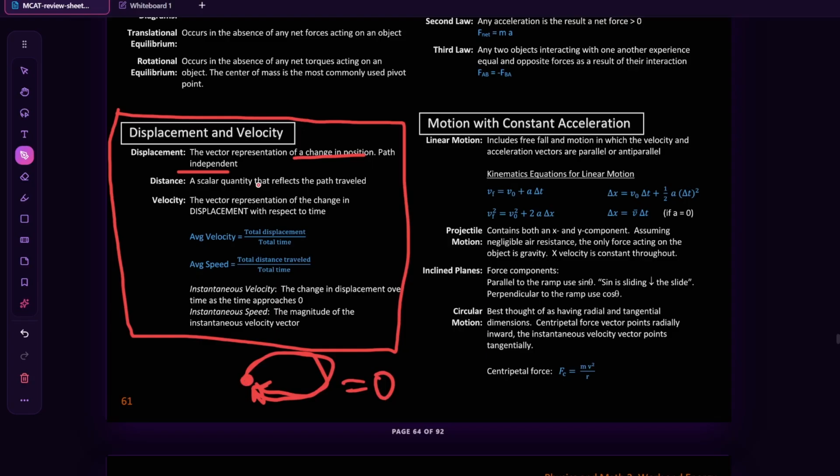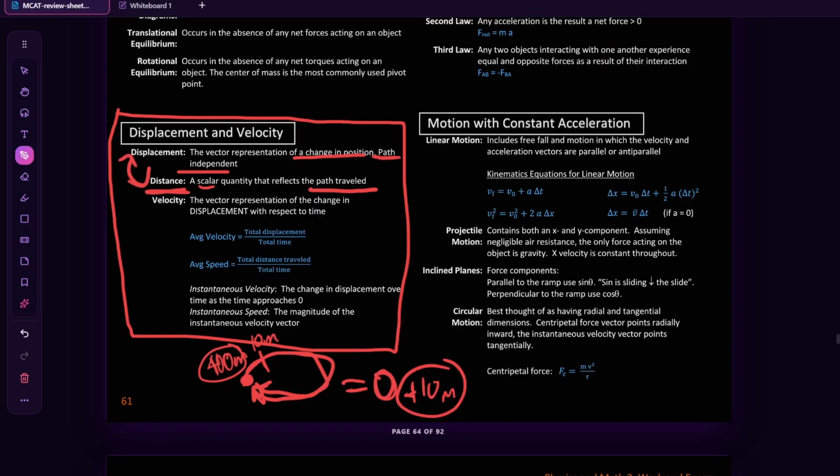Distance is a scalar version, and it does care about the path. So remember that displacement is path independent. It doesn't care about the path you took. Even if I ran 400 meters around the track, it doesn't care about the path I took. It cares about where I ended up, which is right back where I was, which means my displacement is 0. If I landed 10 meters ahead of the starting point, then that would be plus 10 meters, right? In a clockwise direction. But for distance, the difference is that it's scalar and will reflect the path I traveled. So that would be 400 meters. I ran a distance of 400 meters. So that's the difference between distance and displacement to get down.